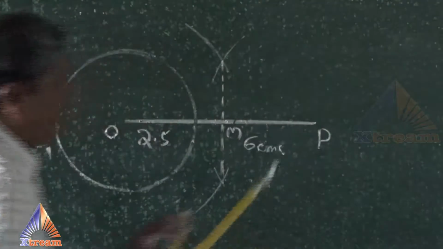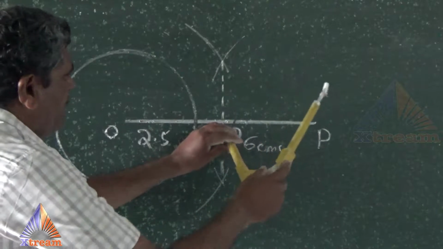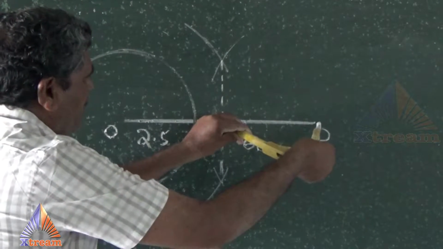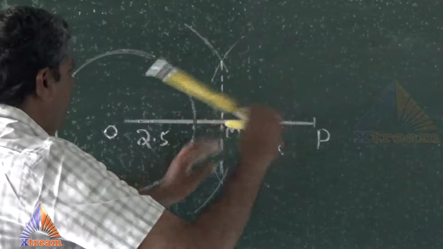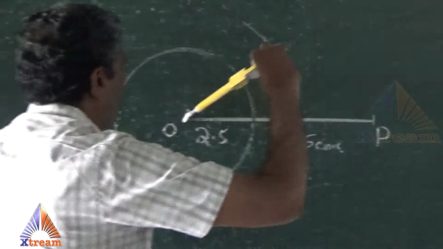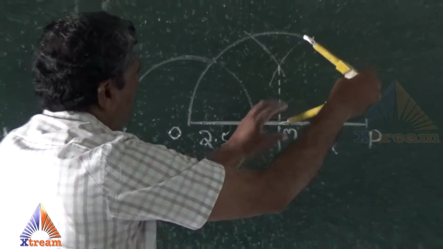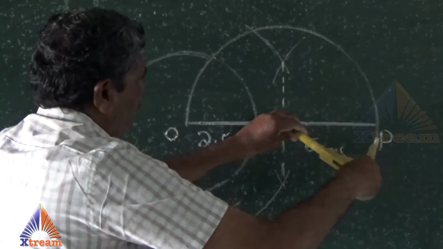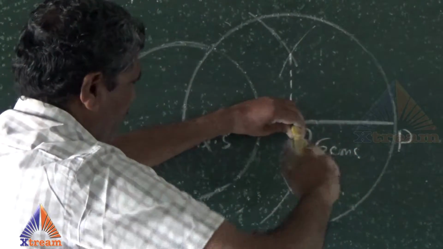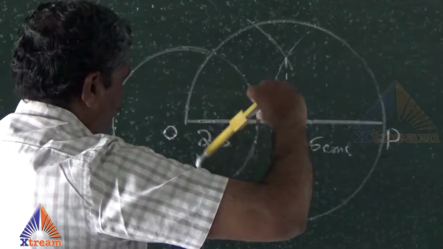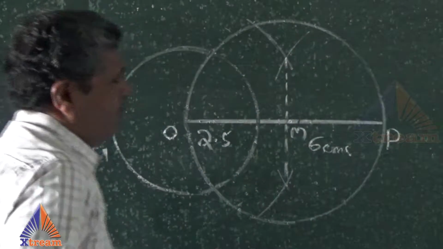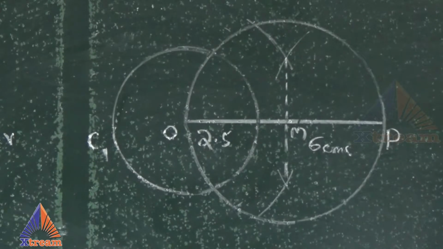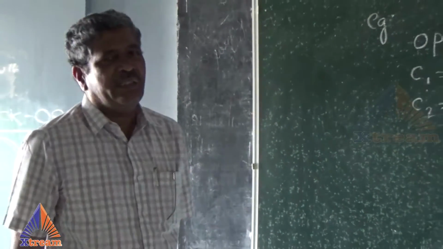After M is the midpoint, we can check OP as the diameter. Checking once again, both are right. Then you can draw a circle. That is the C2 circle. Next, for C2 and C1, you can see where they intersect.